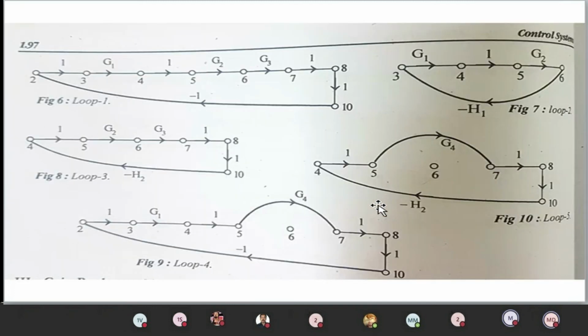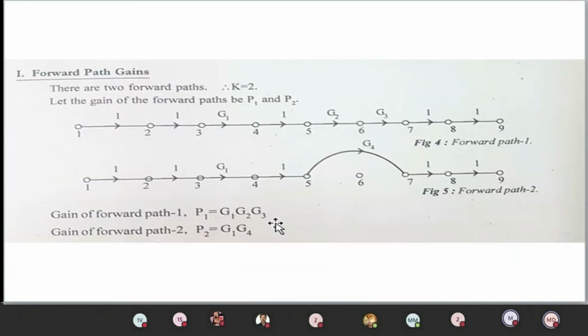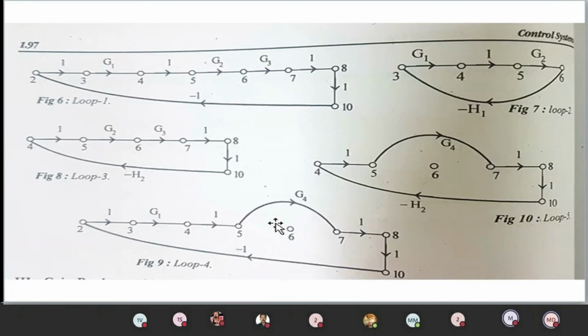And you can notice that you don't have any non-touching loops. All the loops have a common node that you can identify easily. 3, 4, 5, 6 is common for 1 and 2. Okay. 5 is common to all the loops, you can notice. 4 is once again common to all the loops. And 6 is common to 1, 2, 3, 5.